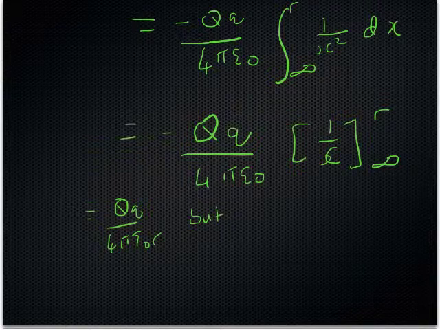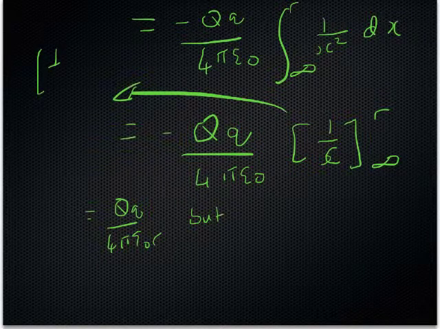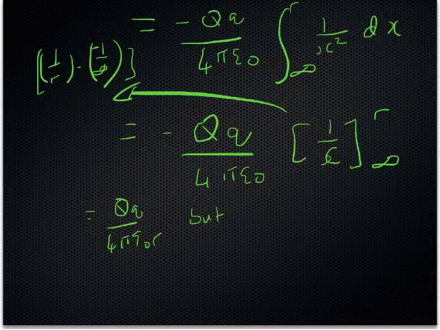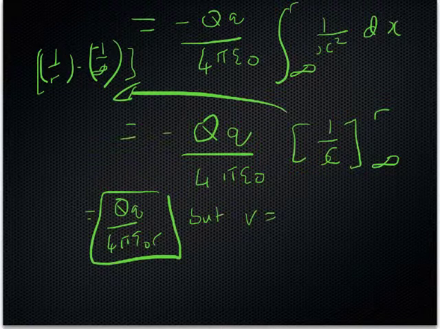Oh, I missed a step, sorry. If you actually put those values in, you get 1 over r minus 1 over infinity, and essentially you're just left with this.